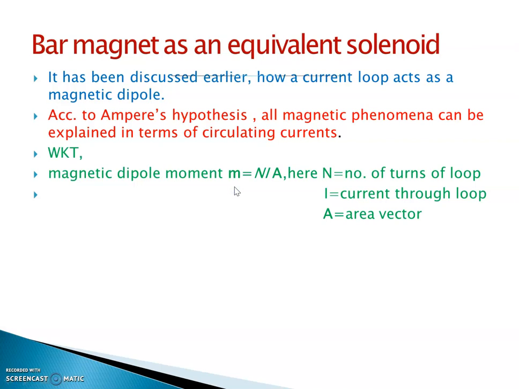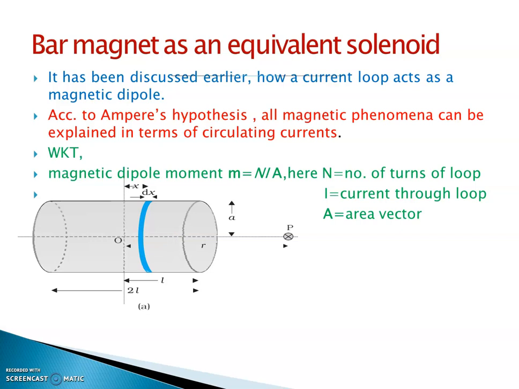You know that magnetic dipole moment of current carrying circular loop can be given as M equals to NIA, where N is the total number of turns of the loop, I is the current through the loop, and A is the area vector of that particular loop. Here I am going to consider a current carrying solenoid of length 2L, radius a. We have to find the magnetic field at any point P on its axis.